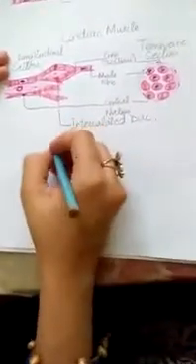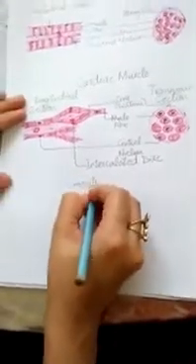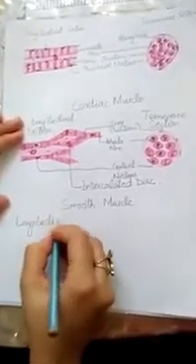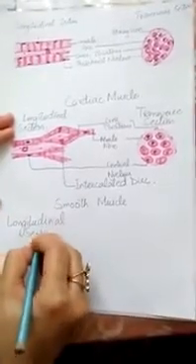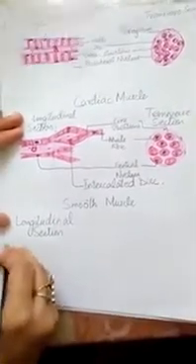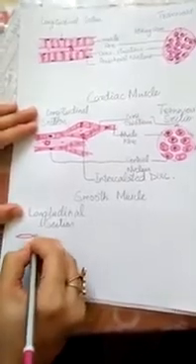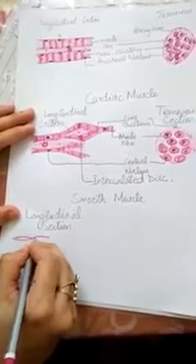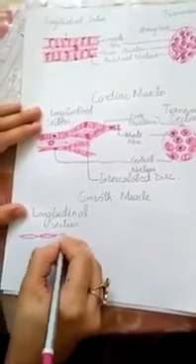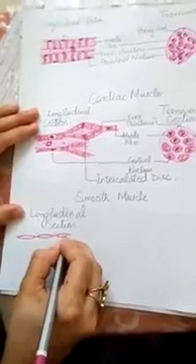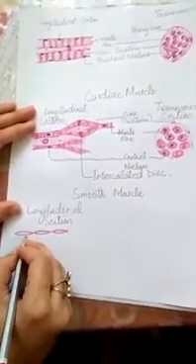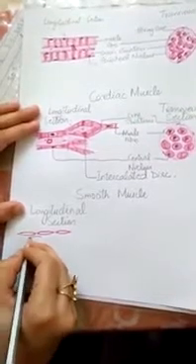Now coming to the third muscle, which is the smooth muscle. Longitudinal section of the smooth muscle. In the longitudinal section of smooth muscle, the shape of the muscle fiber is spindle shaped. They are arranged in fascicles. They have tapering ends and the central part is bulging.